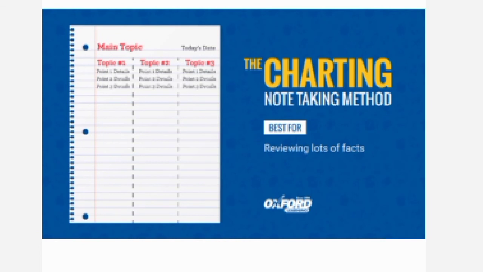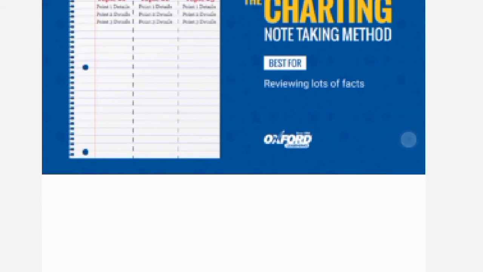Here is the example. So the main topic, and in this method, the page is divided into tables and columns. So topic 1, topic 2 and topic 3.